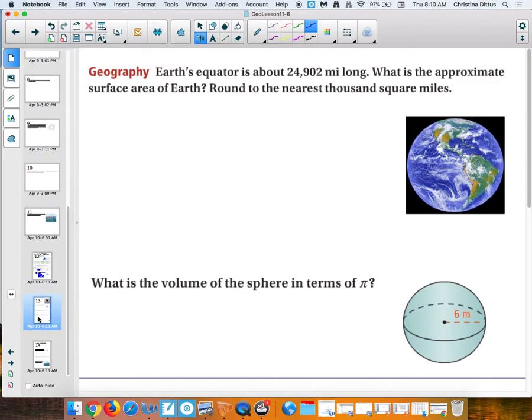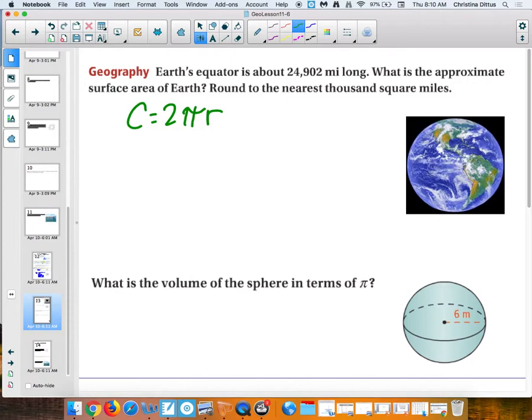Okay, the Earth's equator is about 24,902 miles long. What's an equator? It's the line. The circumference. Does anybody remember the circumference formula for a circle? 2 pi r.